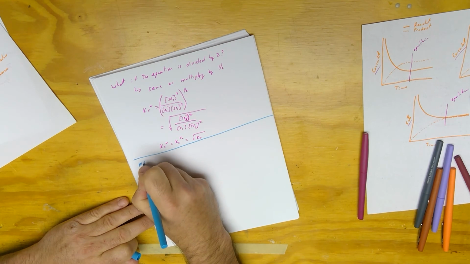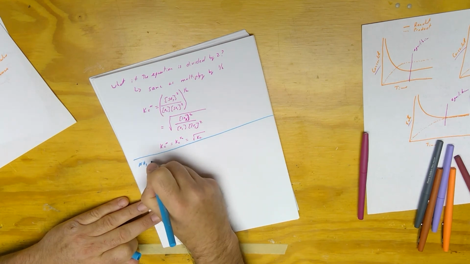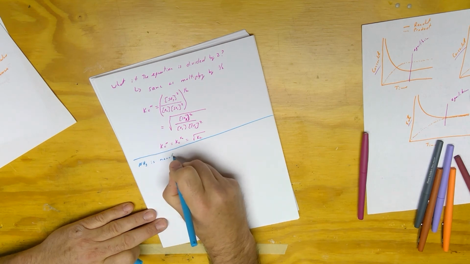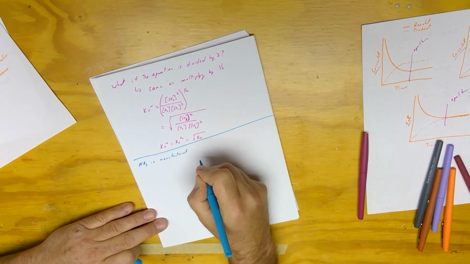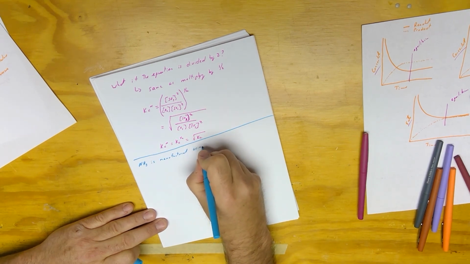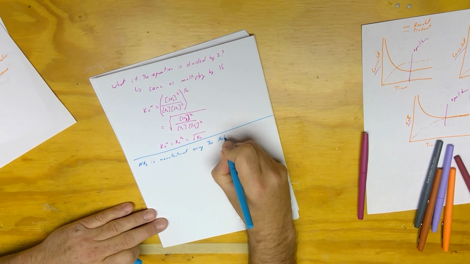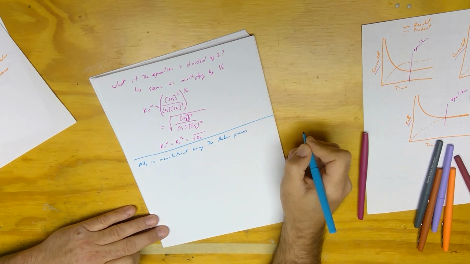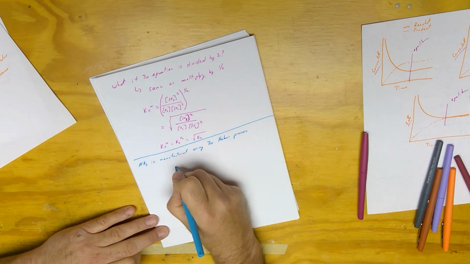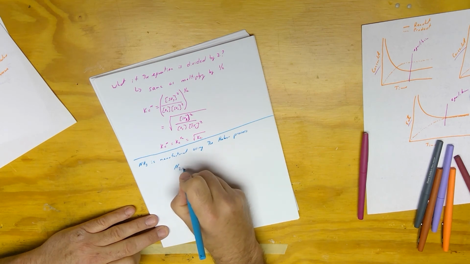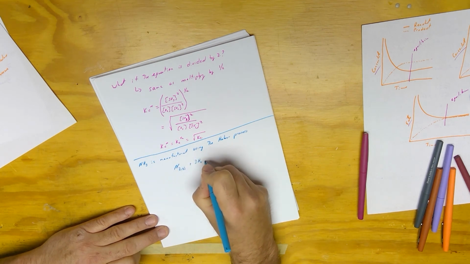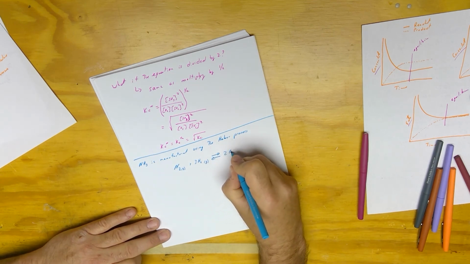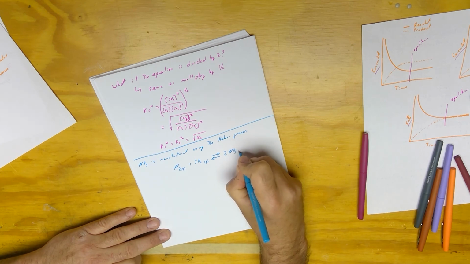Let's talk about the manufacturing of ammonia. So NH3 is manufactured using what's called the Haber process. Okay. And what we're doing is we're taking N2 gas plus 3H2 gas, and it actually will form an equilibrium with 2NH3 gas.